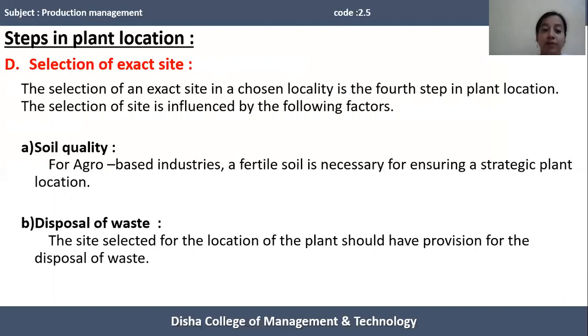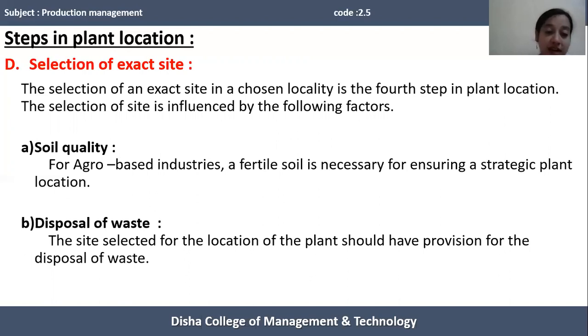But for some agro-based industries, soil quality plays a vital role. So for those industries, the industrialist must identify a local area or the exact site where the soil quality is good, or the soil is fertile.